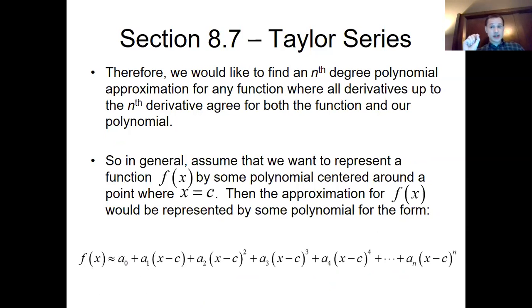Since this is all centered around some point c, all of our approximations involve x minus c as the exponent thing. So if I want a quadratic approximation, I can have some number times x minus c squared. If I want a cubic approximation, I could add on another number times x minus c cubed, and so on and so forth to whatever n degree approximation I want to use.